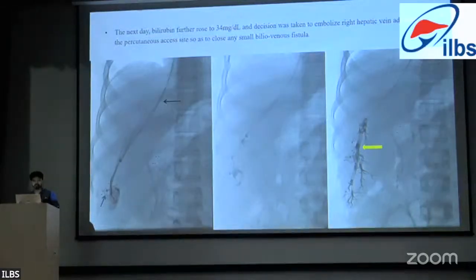of tract embolization. So the right hepatic vein, which was coursing along this percutaneous access tract, we decided to obliterate, to embolize this right hepatic vein, which was coursing along the percutaneous tract.